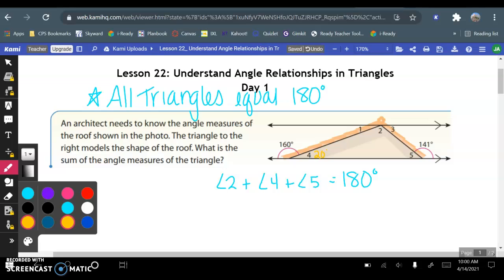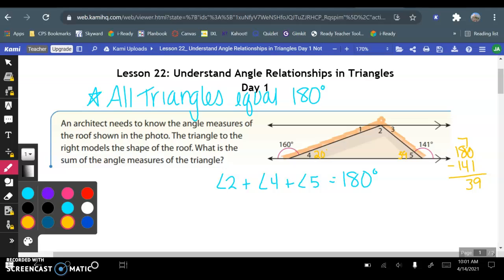And then if I go over to the other side where angle 5 is, they gave me the outside angle is 141. So if I added that to angle 5, I would get 180 because it makes a straight line as well. So 180 minus 141 is 39.